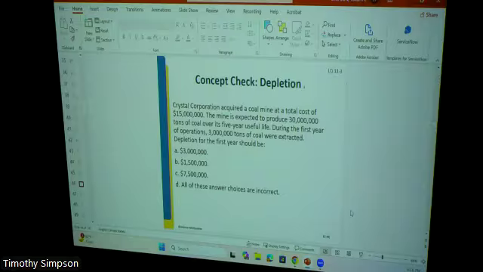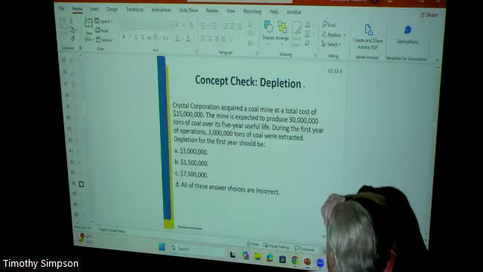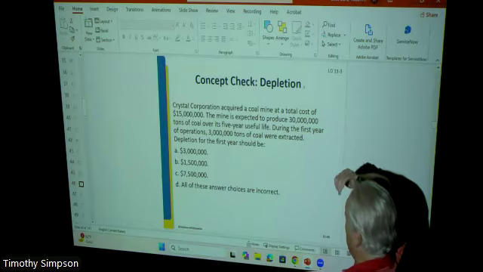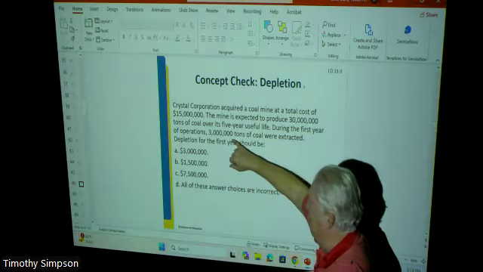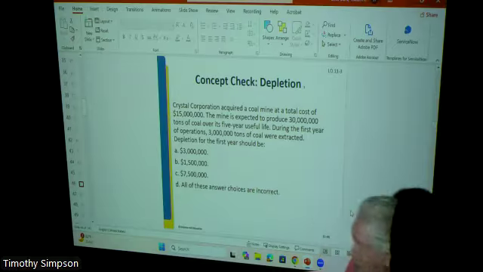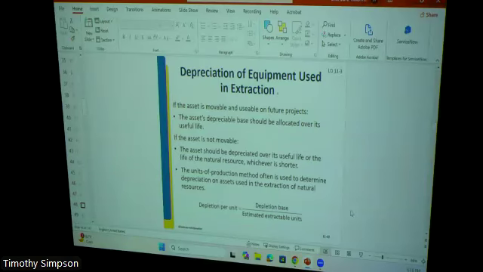I mean, $15 million is the cost, $30 million is the, I'm sorry, 30 million tons. So it's basically 50 cents a ton. And so half a dollar a ton times 3 million should be $1.5 million in the first year. So let's see if we agree on that, and we do. So that's a pretty straightforward example of how you would recognize depletion.